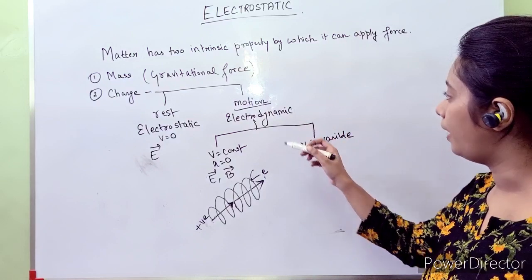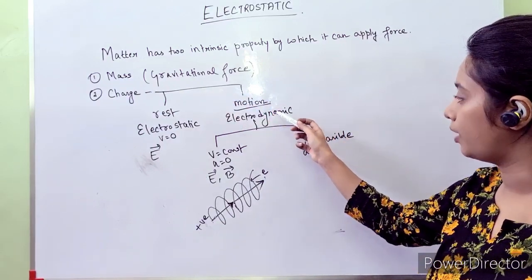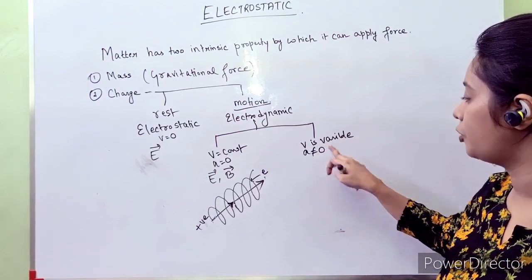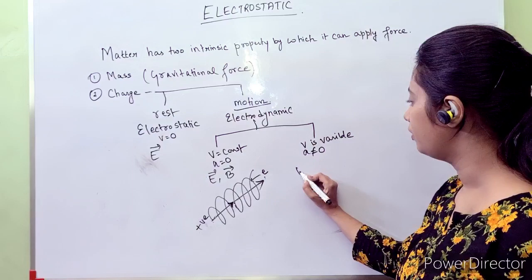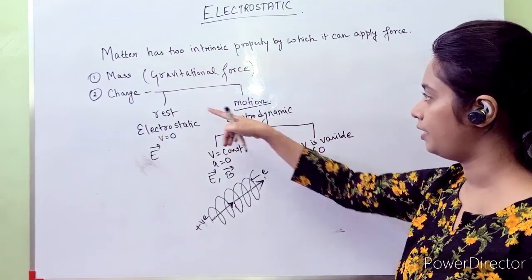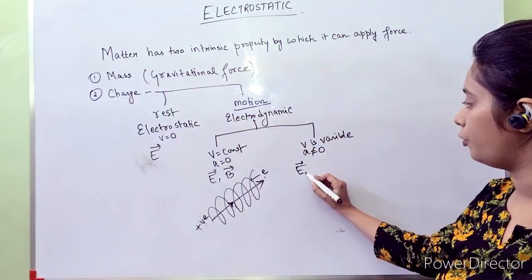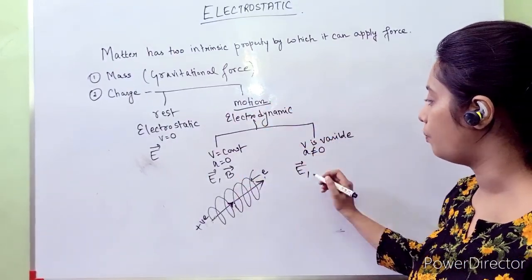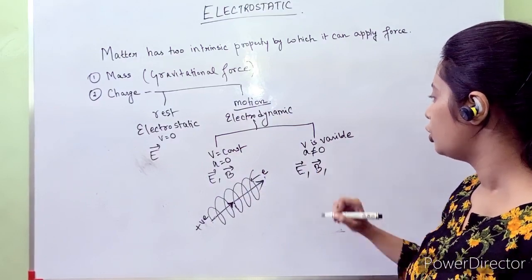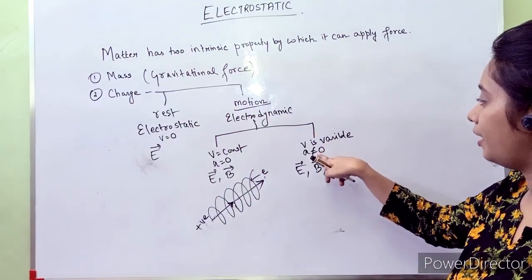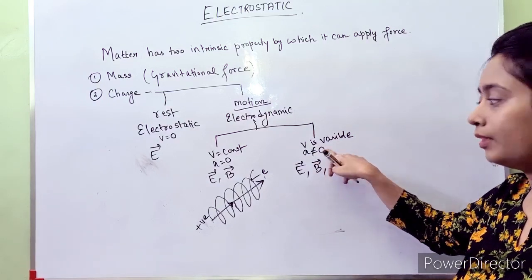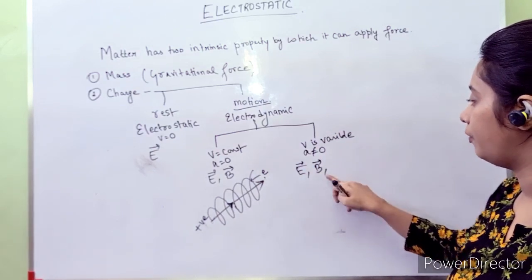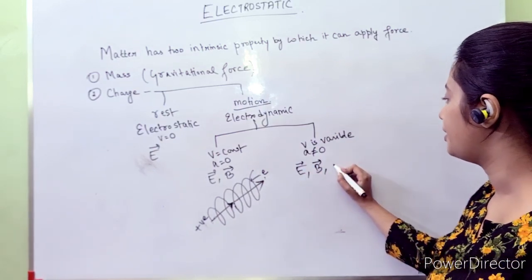Now, what about when the charge is in motion but it is accelerating? Accelerating means the speed is changing. Since it is charge, it has the ability to produce electric field. Since it is moving, it will have the ability to produce magnetic field. So, what's new when the charge is accelerating? When the charge is accelerating, along with electric field and magnetic field, it will also radiate energy.